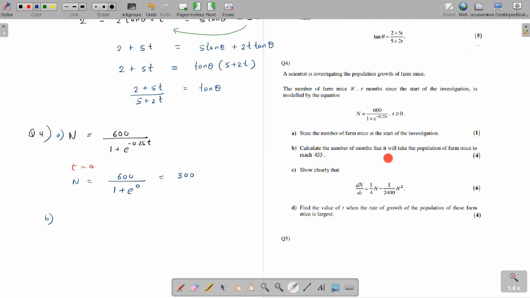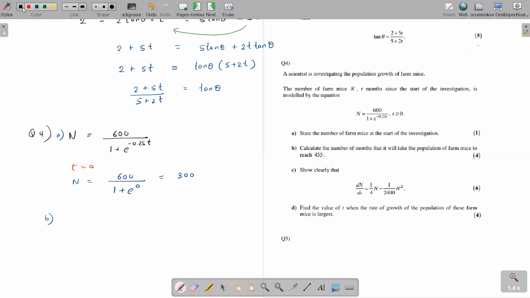Calculate the number of months that it will take the population of farm mice to reach 455. So always when you're doing these questions, take care of the units, okay? So N is the number of farm mice and t is the time measured in months. Certain questions, time might be in years, time might be in days. So in this question, time is in months.